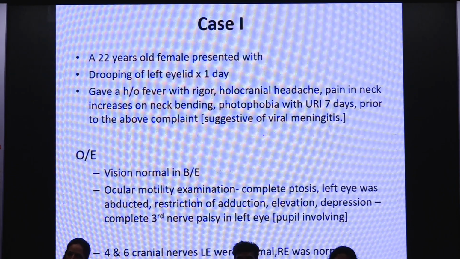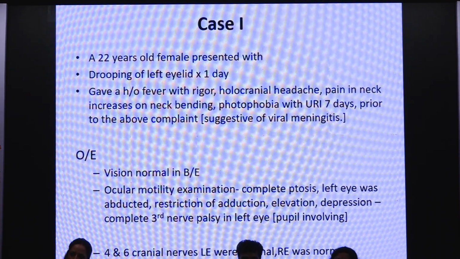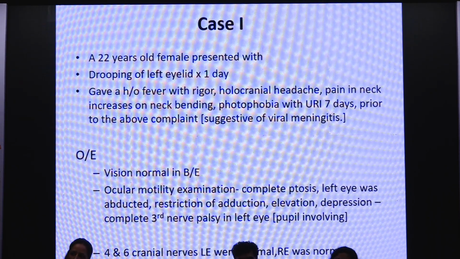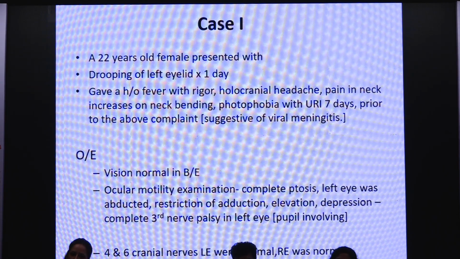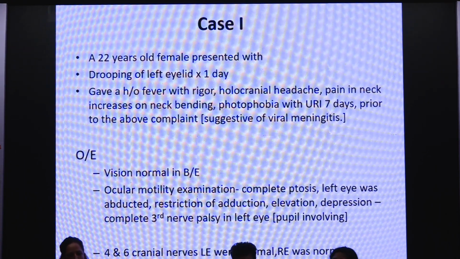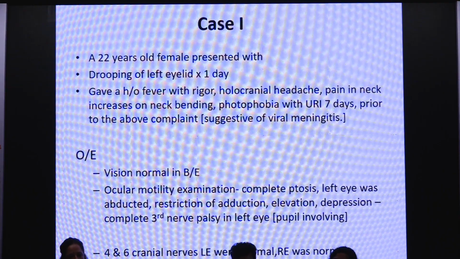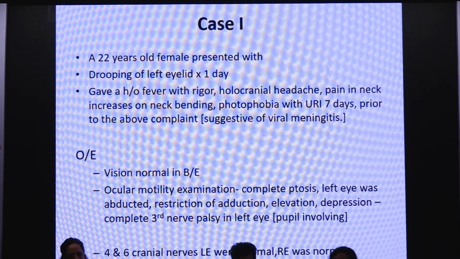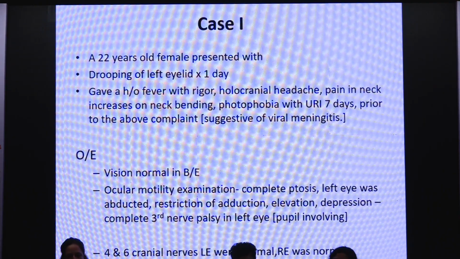Prior to this presentation, a week back, she had a fever with rigor, holocranial headache, which was quite intractable, and she had marked pain in the neck, which was increasing on neck bending. She was very photophobic, and along with all these features, she had an upper respiratory tract infection. So all these symptoms are very much suggestive of viral meningitis. And we know viral meningitis has a self-limiting course.